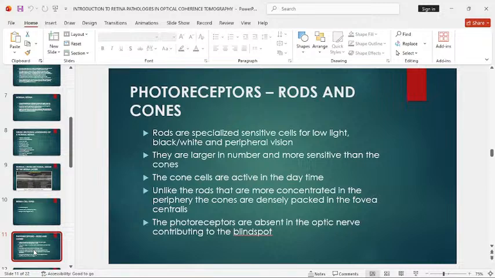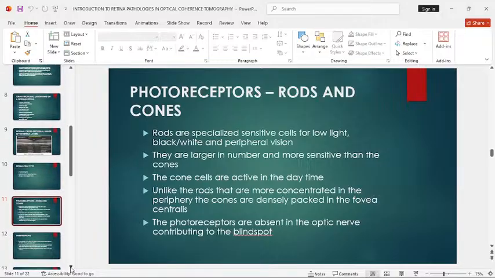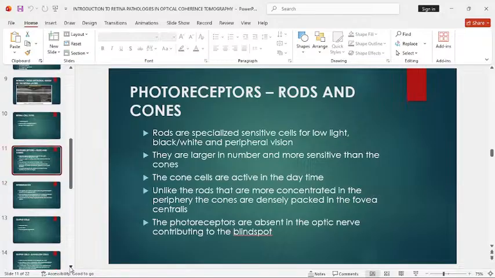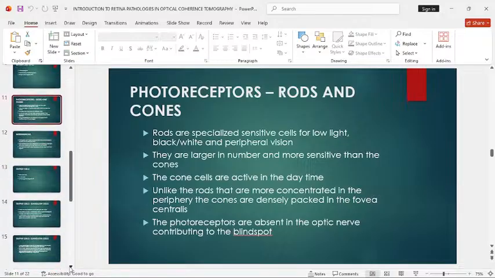So in the peripheral area of the retina, we have more rods, while when we go close to the macula, especially in the fovea centralis, the cones are more densely packed. The photoreceptors are absent in the optic nerve, which contributes to the blind spot. So when we look at the optic nerve, it is void of photoreceptors.